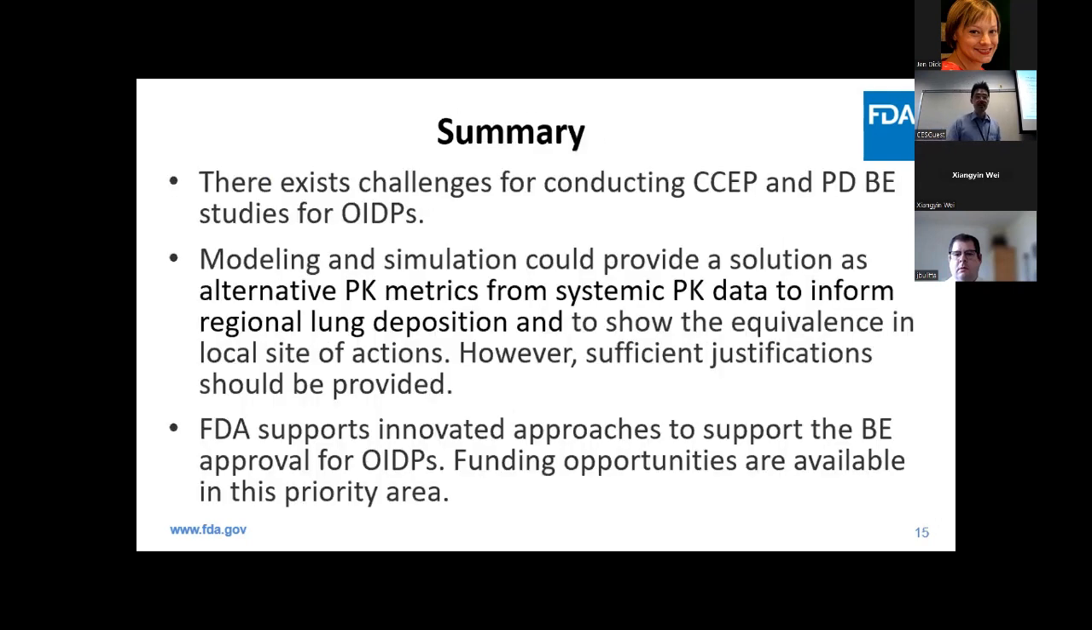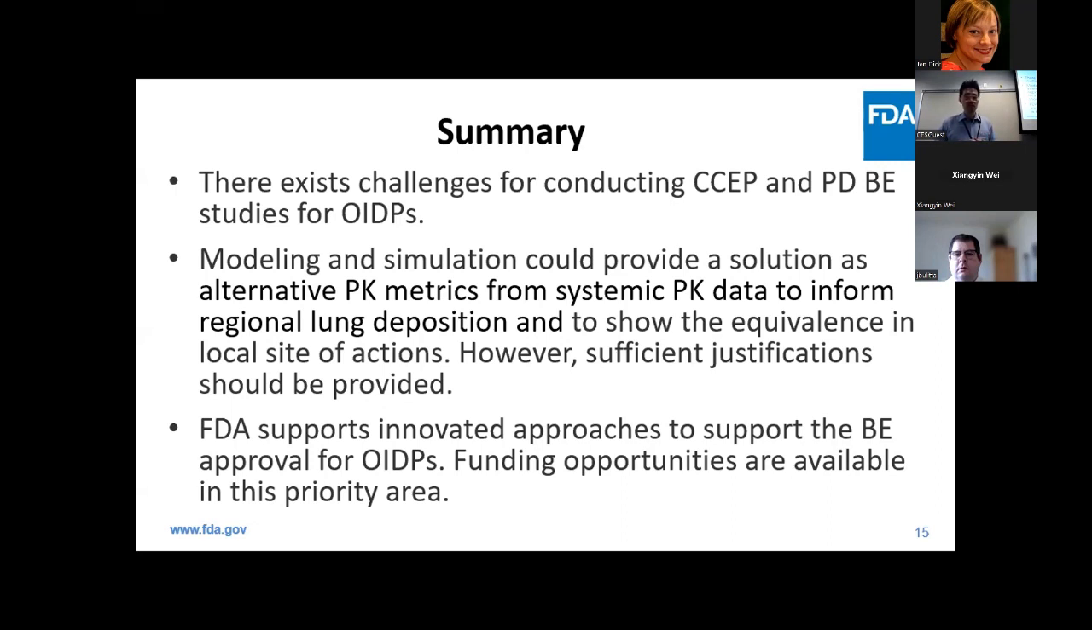In summary, there exists a challenge in conducting comparative clinical endpoint and PD-BE studies for oral inhalation drug products. Modeling and simulation could provide a solution as an alternative PK metric, such as PAUC from the systemic PK, to inform regional drug deposition and to show equivalence at the local site of action. However, sufficient justification should be provided. It is not as simple as an empirical partial AUC, and we will come up with a solution after we have conducted some further investigation.